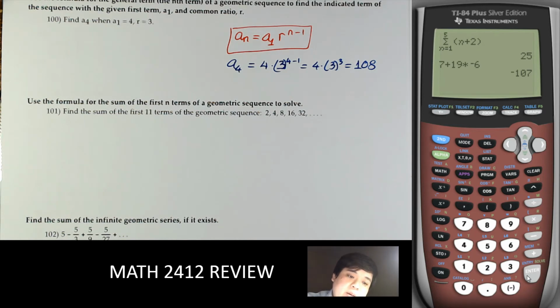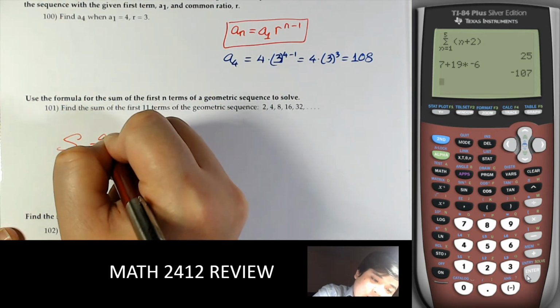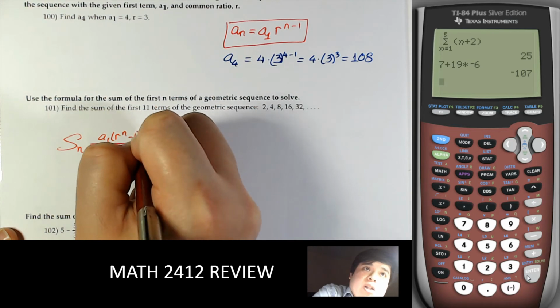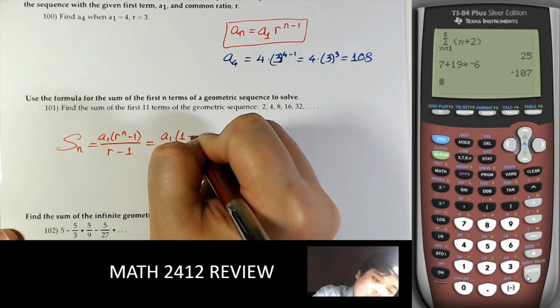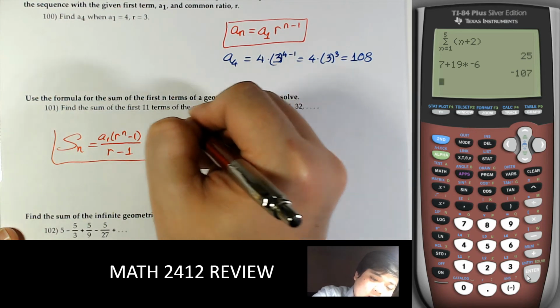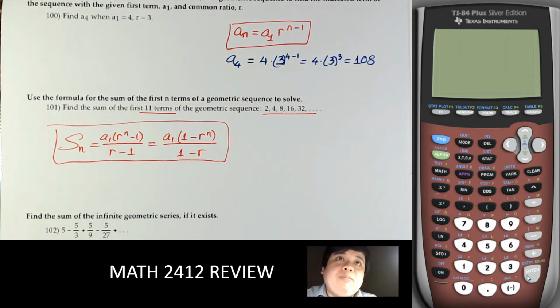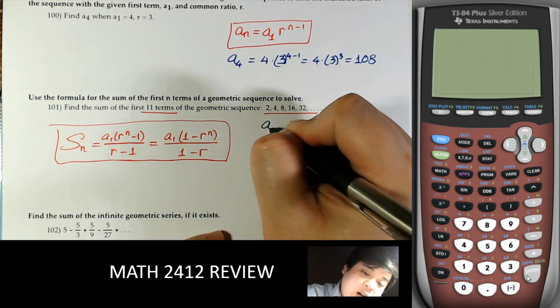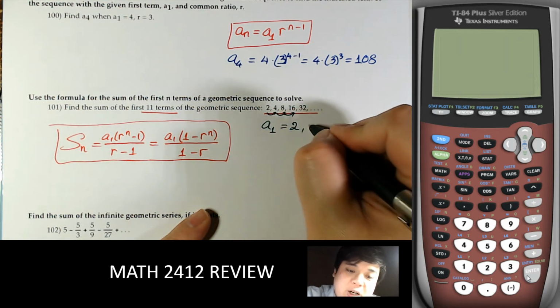Next, the sum of the first 11 terms of a geometric sequence. Either we use this formula, a1 times r to the n minus 1 over r minus 1, or we use the first term times 1 minus r to the n over 1 minus r. Either one of them works. In this case, we want 11 terms. This is the geometric sequence. From that sequence, we get the first term is 2. We will multiply by 2 to get to the next one.